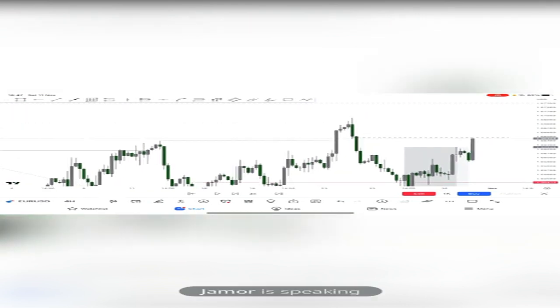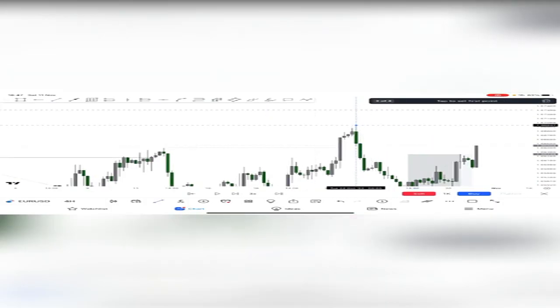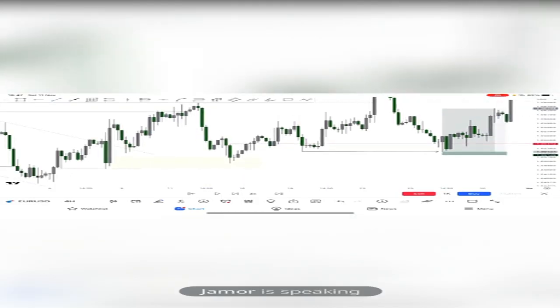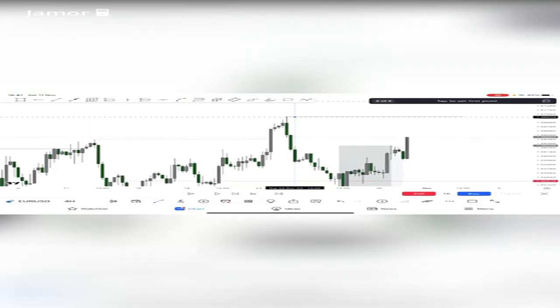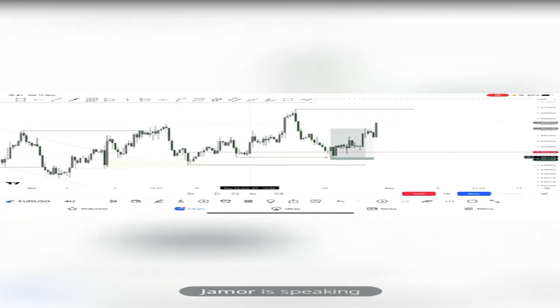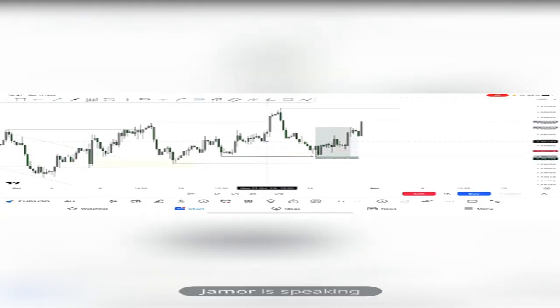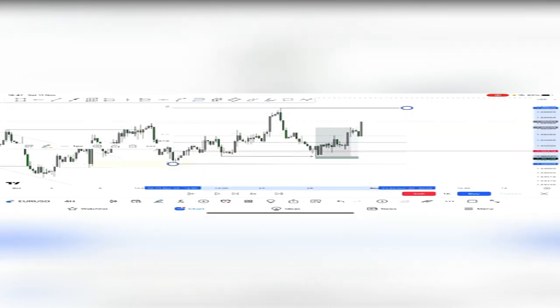Originally, we're not even meant to react off this zone to clear this session, because this wasn't a sweep of any major low. See the range low here, and the range high here. So this was just a little bit more like a liquidity grab for the structural buy.